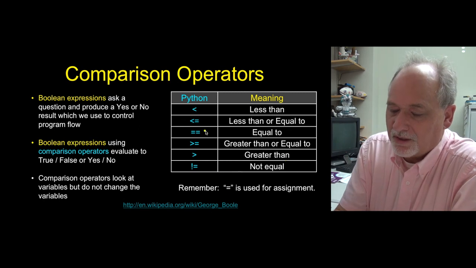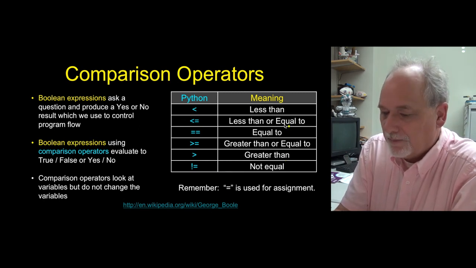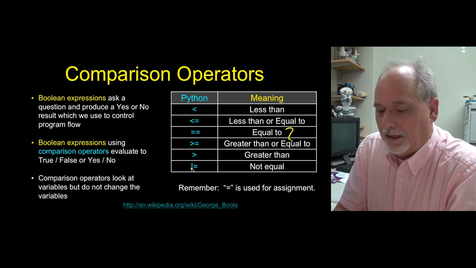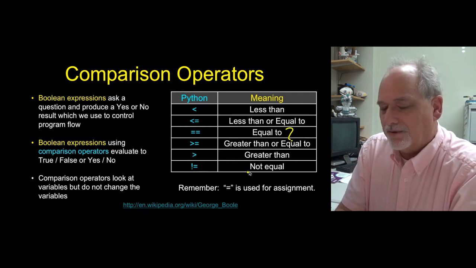So this is the question. Double equals is asking the question is equal to. Greater than or equal, greater than, and not equal. So the exclamation point is sort of like not, so that's how we do not equal.